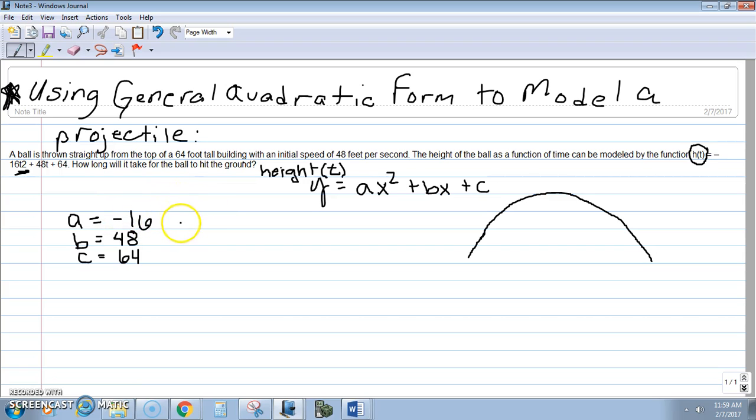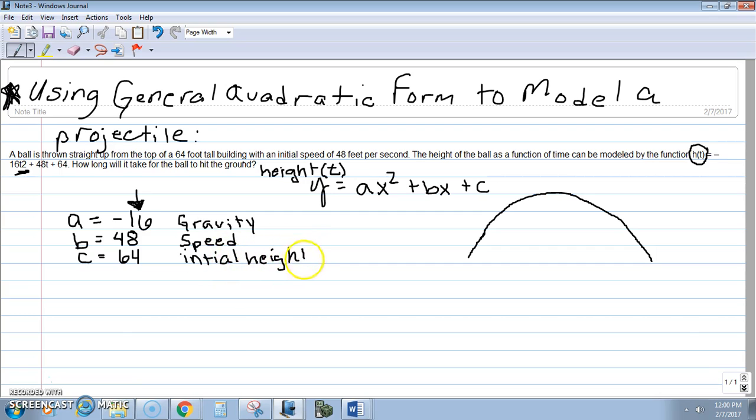Negative 16, and that's in this case feet per second squared, this is gravity. Okay, so our a, whenever we're talking about projectiles, is going to be the gravity. So that number is not going to change because gravity is kind of fixed. It'll only change if you use different units. Like I think if it's meters instead of feet, it's negative 9.8. Okay, 48, that's the speed of the object. And 64, this is the initial height of the object.